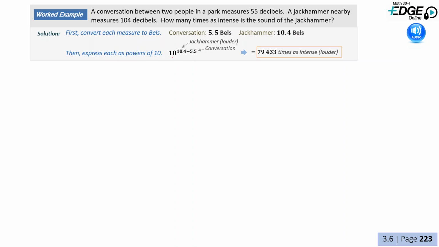So in the end, 10 to the power of the louder one, the jackhammer, so 10.4 minus 5.5, the conversation, is equal to, and that just tells us right away, 79,433 times as intense.